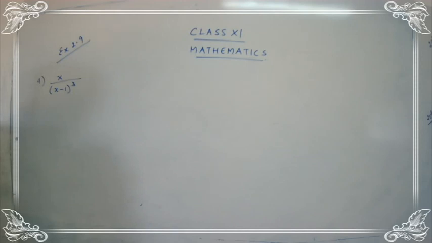Okay children, so today we are going to continue our exercise 2.9. So I would like you to take down your classwork, write down today's date, give the heading exercise 2.9, write down question number 4, x upon x minus 1 the whole cube.